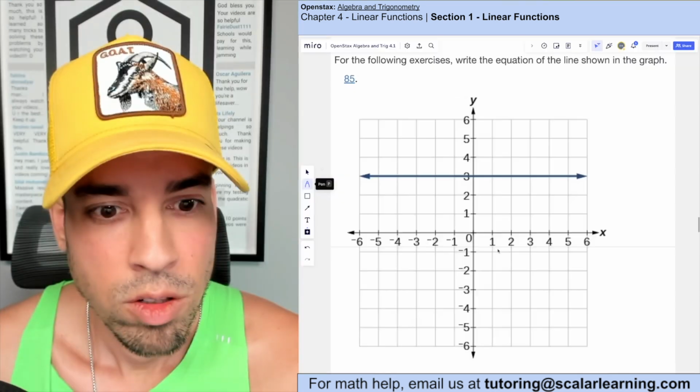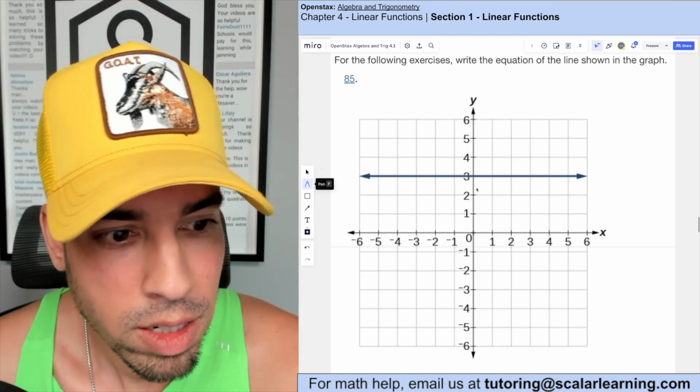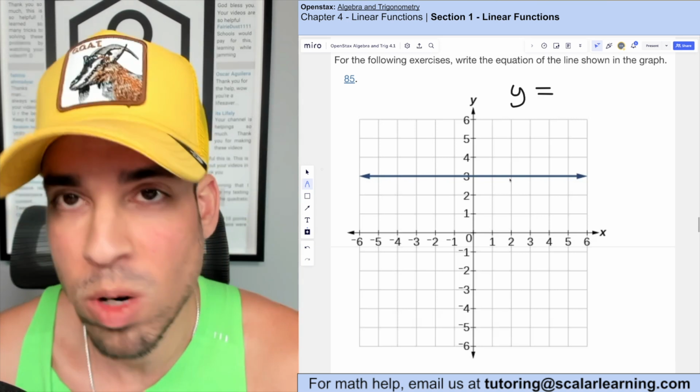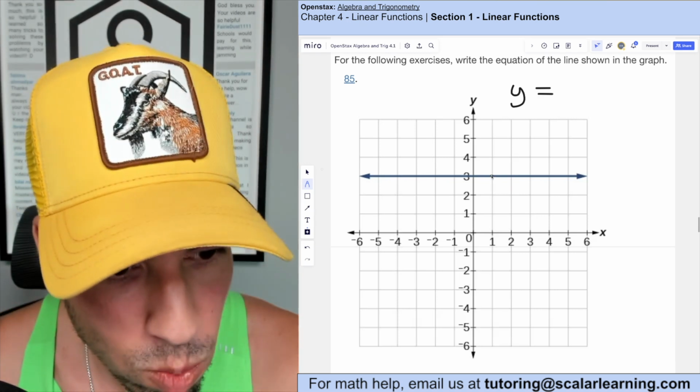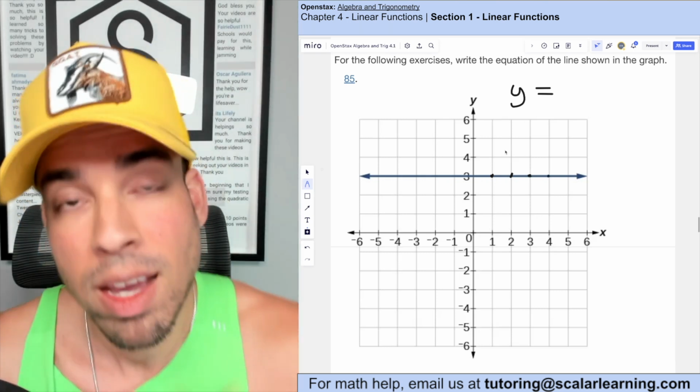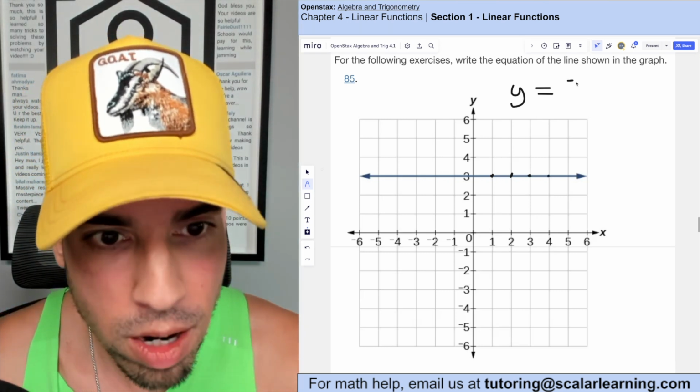Boom, done. So for this one, we're meant to give the equation of the line. And if you recall, a horizontal line is just y equals a constant. So the question is, what is that constant? Well, it looks like the y value is perpetually 3 on this line, right? It's always 3. Hence, the equation of the line is y equals 3.